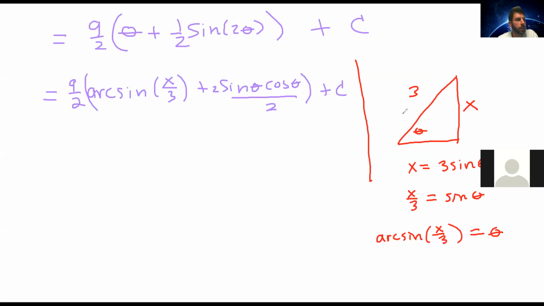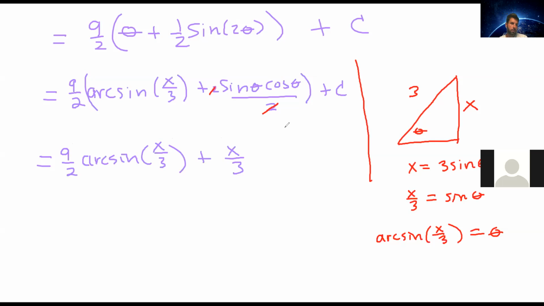A lot happening in this problem, by the way. Those 2's cancel. And finally, we can write the final answer, which is 9/2 the arc sine of x over 3. Now, what's sine of theta? Well, you already wrote it down there. It's x over 3. And what's the cosine of theta?